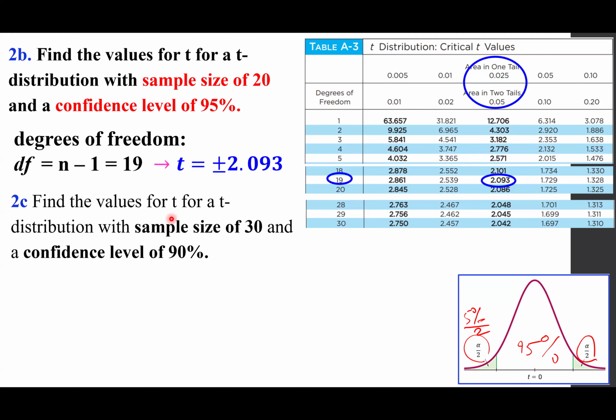Find the value of t for a t distribution with a sample size of 30 and a confidence level of 90%.